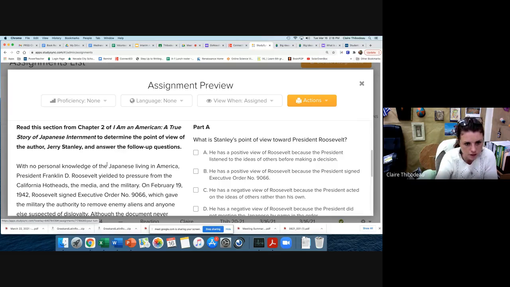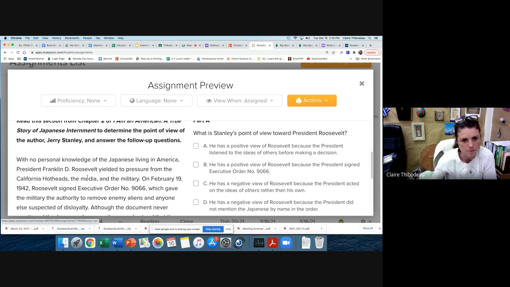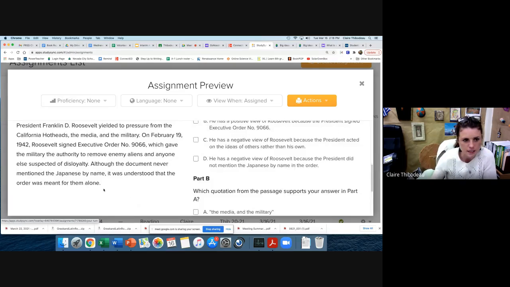With no personal knowledge of the Japanese living in America, President Franklin D. Roosevelt yielded to pressure from the California hotheads, the media, and the military. On February 19, 1942, Roosevelt signed the Executive Order number 9066, which gave the military the authority to remove enemy aliens and anyone else suspected of disloyalty. Although the document never mentioned the Japanese by name, it was understood that the order was meant for them alone.